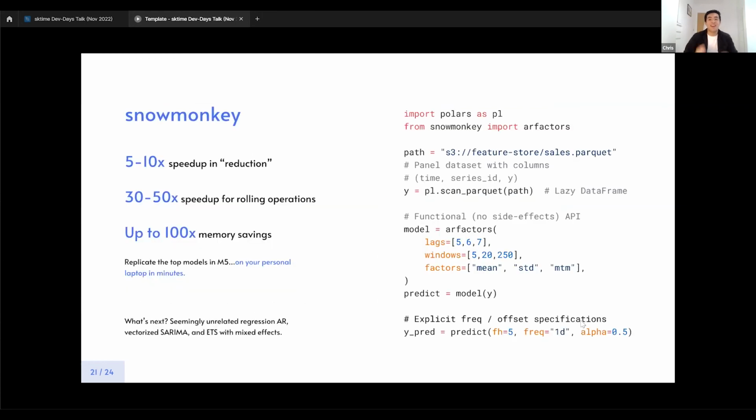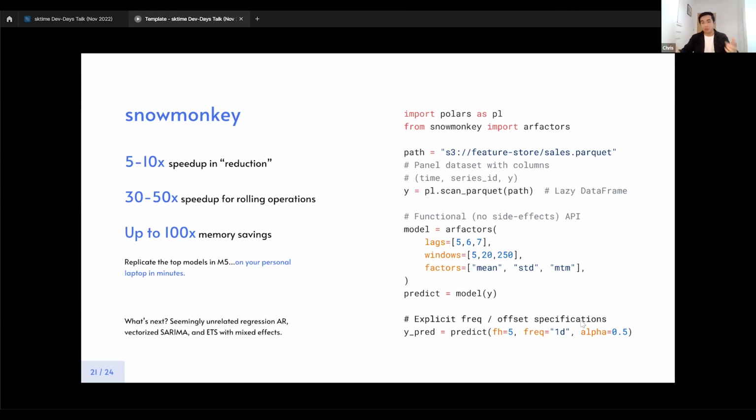All right. So as I explained, at the moment, there really isn't a performant implementation of global machine learning models. And I'm proud to announce that my team is currently releasing in closed beta, so if you're interested, please contact me by email, a library called SnowMonkey. And SnowMonkey is a brand new library written purely in polars.